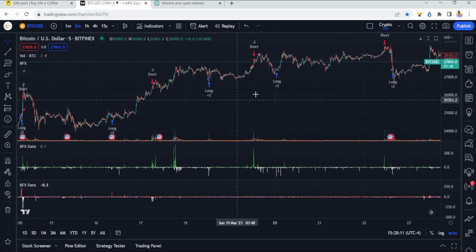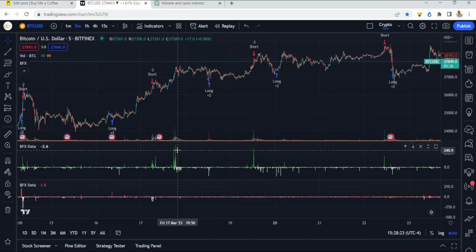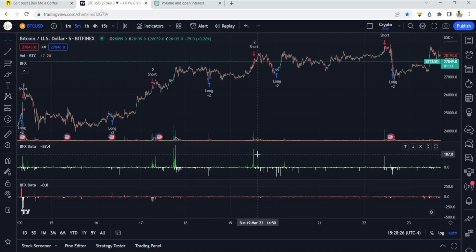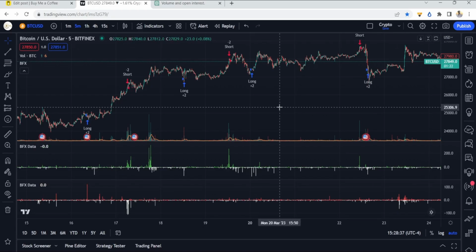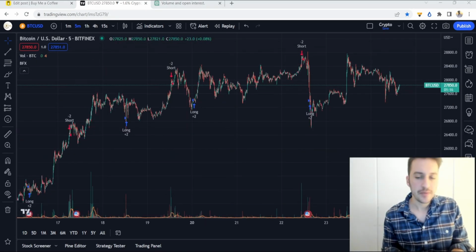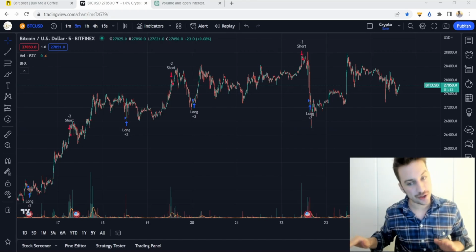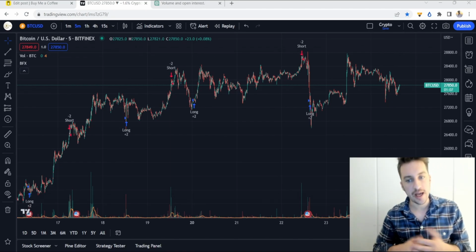If you look here, this is what I ended up coding. Whenever longs increase by more than 100, this was coded to short. Whenever longs decrease by more than 100, this was coded to long. Whenever shorts increase by 100, this was coded to long. And whenever shorts decrease by 100 or more, this is coded to go short. So basically I took the Bitfinex data and said I want you to counter trade every large position that's created on Bitfinex.